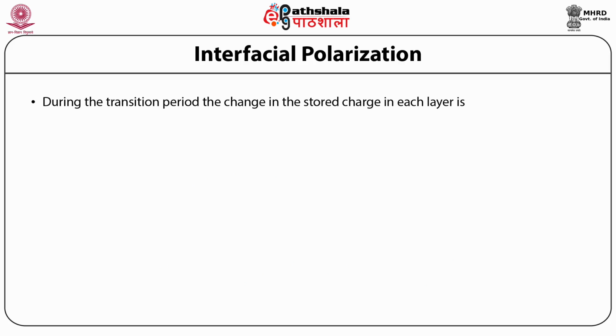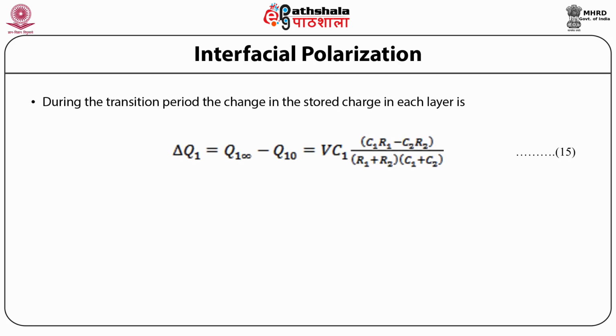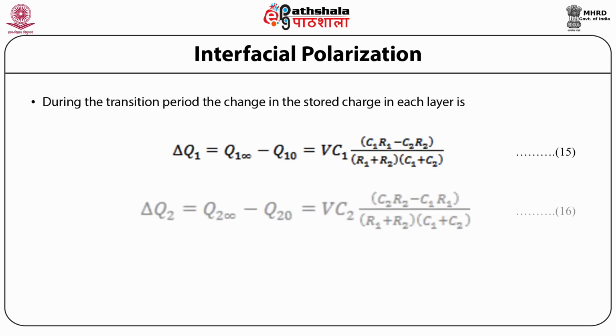During the transition period, the change in the stored charge in each layer is delta Q1 = Q1 infinity minus Q10, which is equal to V C1 (C1 R1 minus C2 R2) divided by (R1+R2)(C1+C2). Similarly, delta Q2 = Q2 infinity minus Q20, which is equal to V C2 (C2 R2 minus C1 R1) divided by (R1+R2)(C1+C2).